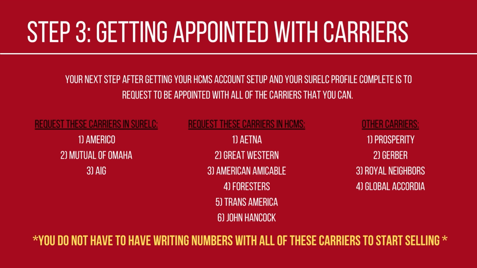Once any of the 6 carriers are requested, you will receive an email from SureLC to go into the SureLC system and fill out the contract there. There are a few other carriers that have to be requested in different ways. Please note, you do not have to have writing numbers with all of the carriers to start selling. You only need one writing number with one carrier to get started, and you can work to add the other carriers while you're selling and in the field.